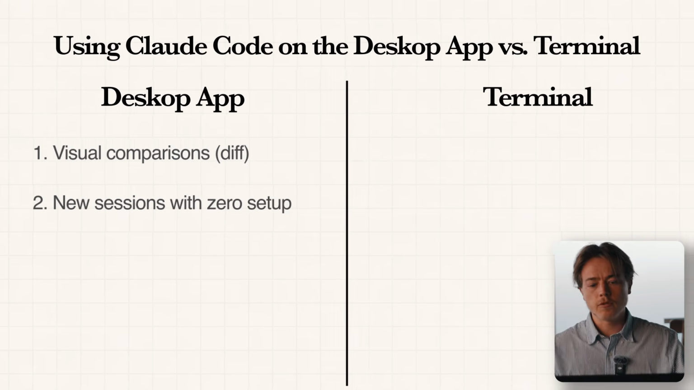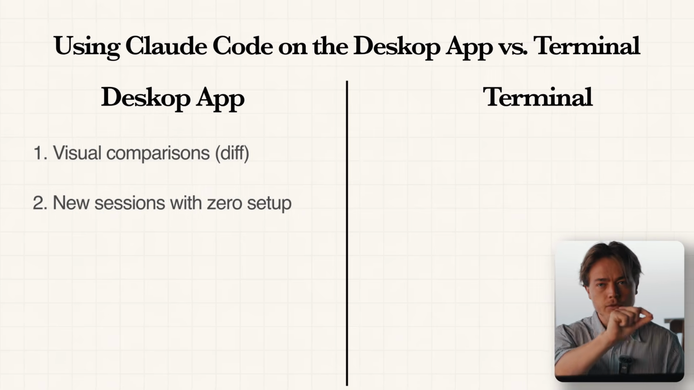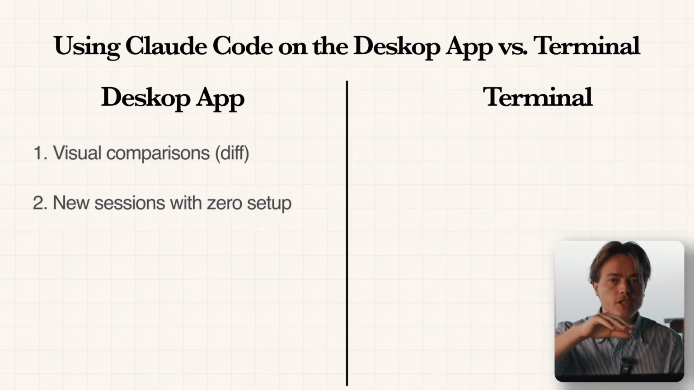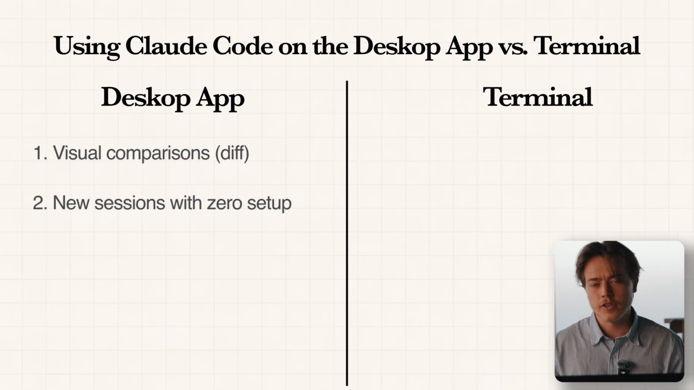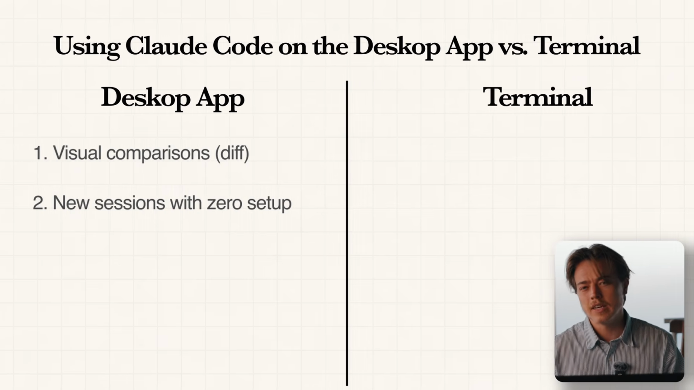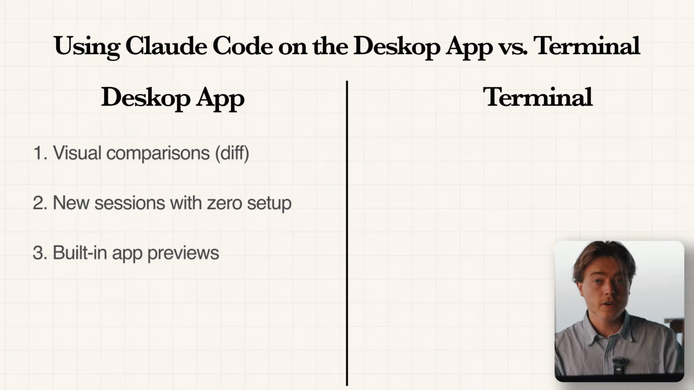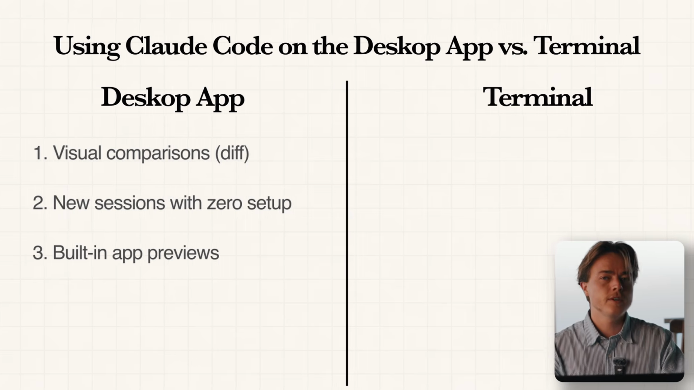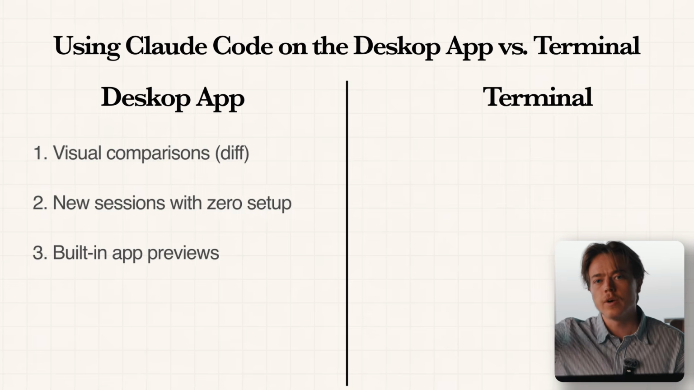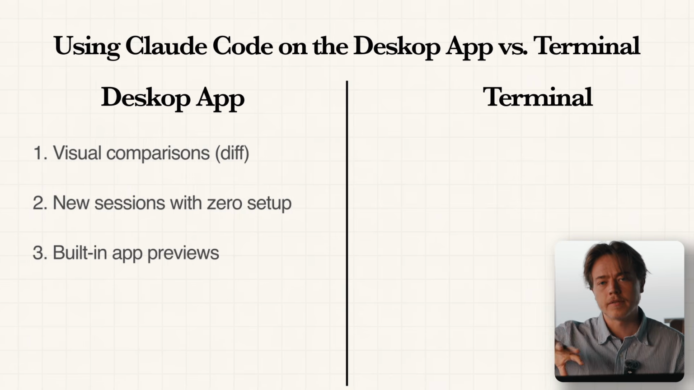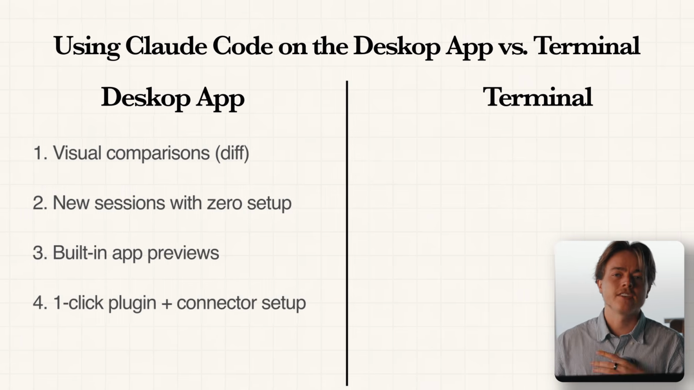Second is extra sessions with 0 setup. So you can just click new session, new session, new session, get a bunch of new sessions that you can run in parallel to have Claude Code do stuff. In terminal, you'd have to add those all manually. It could get a little bit more complicated. Third is built-in app preview, which is pretty cool. If you are programming something in the desktop app, Claude will show you an example of that thing that you're building.